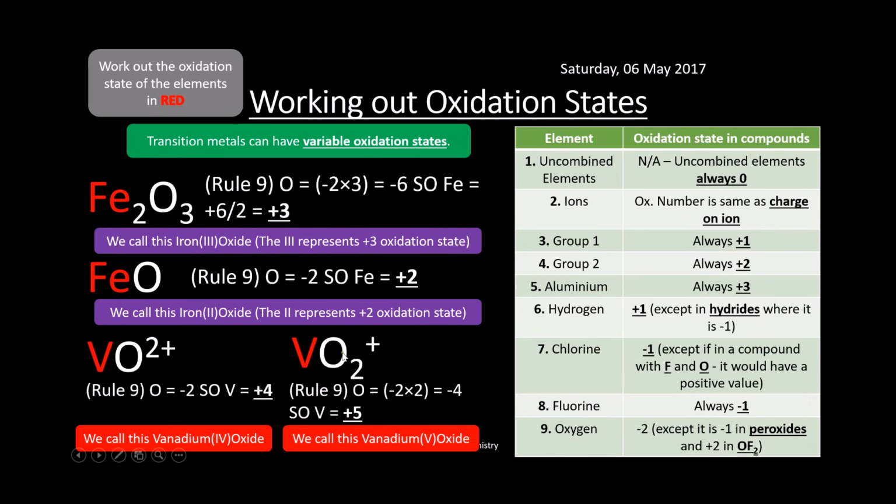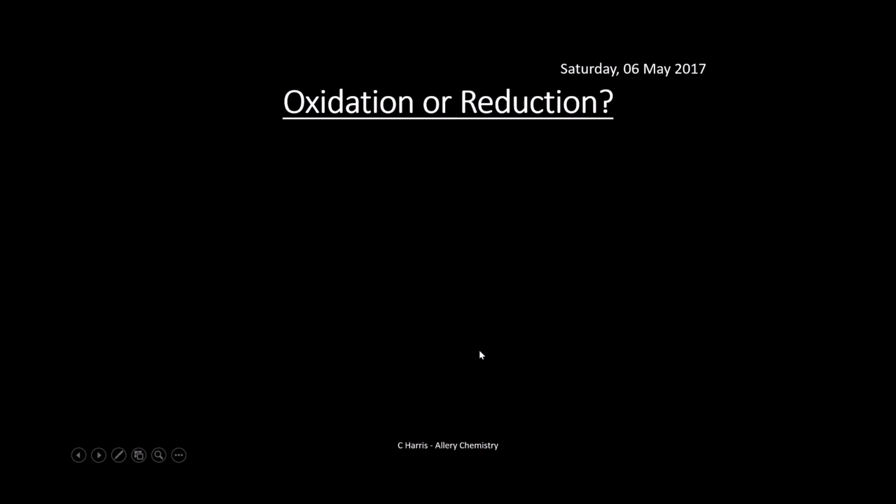Look at another one. Here's another vanadium compound. Oxygen is -2, 2 of them is -4. Total charge is positive, so the vanadium must be +5 to make sure that you get this positive charge here. So this is called vanadium(V) oxide. Vanadium's a transition metal. You can see it's got 2 different oxidation states, so very typical of transition metals. Look at the Roman numerals. That tells you what the oxidation state of it is.